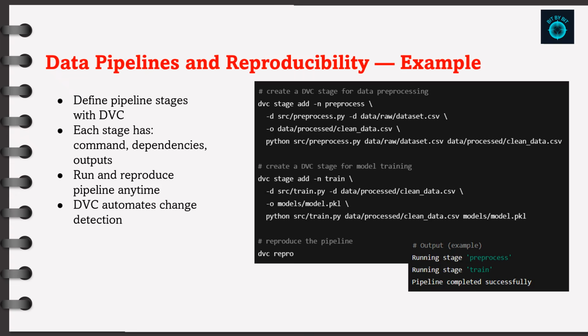But if new data is added or a script changes, DVC detects it and reruns only the affected stages. The output shows each stage running in sequence and finishes with pipeline completed successfully. This approach guarantees that every result is traceable and reproducible. It also helps teams collaborate confidently, knowing that everyone can reproduce the exact same pipeline and results at any time.